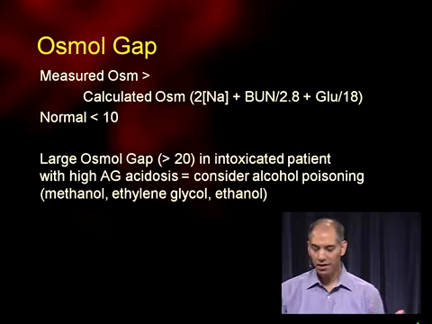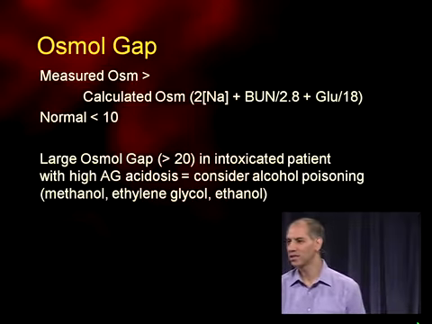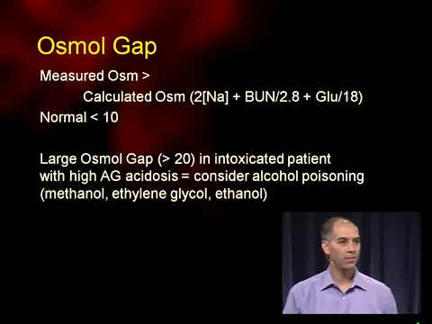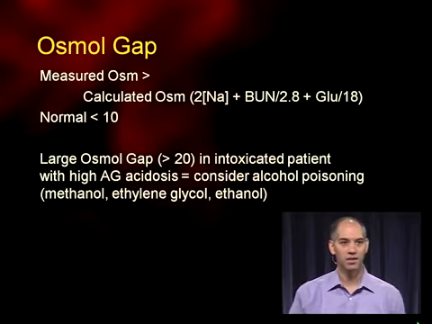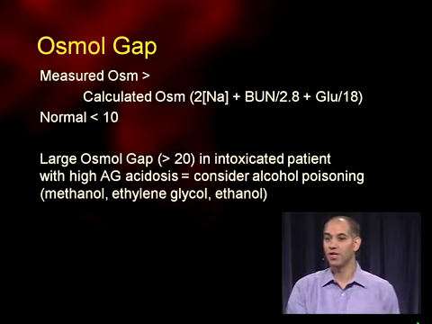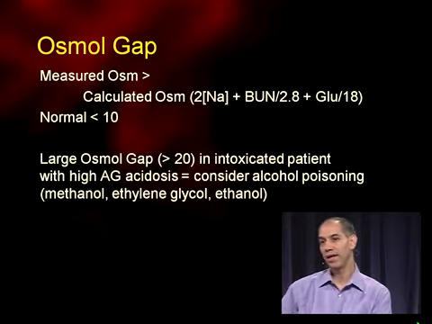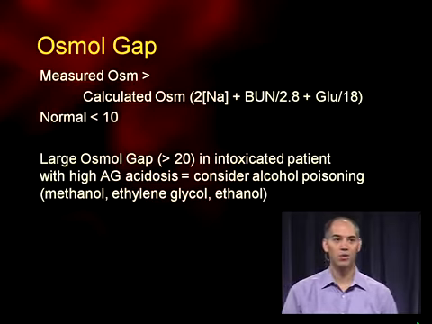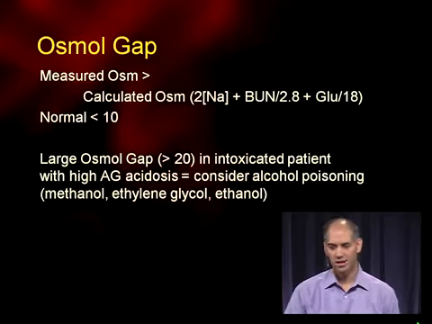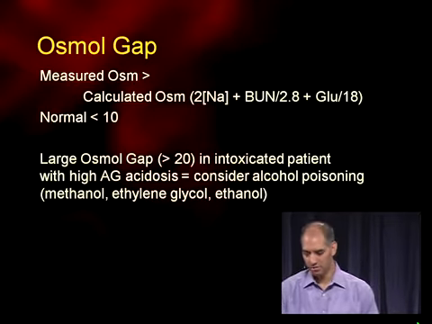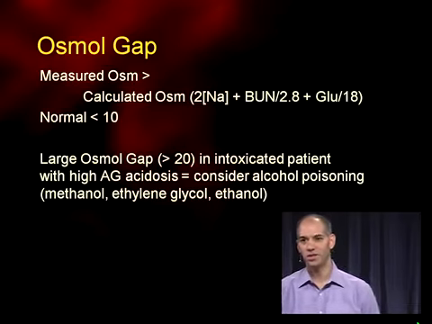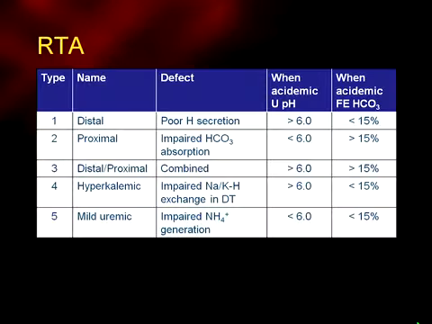Think about it, what they'll give you is an intoxicated patient with a high anion gap acidosis, and they'll give you the numbers and they'll tell you what his measured osmolarity is. You can calculate what the osmolarities are by calculation. If he has a high osmolar gap, think about the alcohol intoxications: ethanol, ethylene glycol, methanol. Again, it's been on every board exam that I've taken. They love to ask about that.